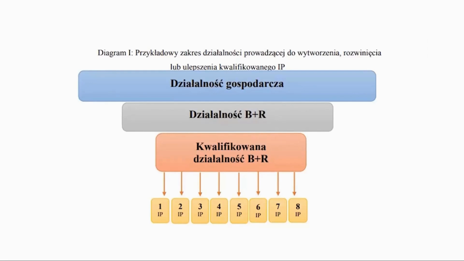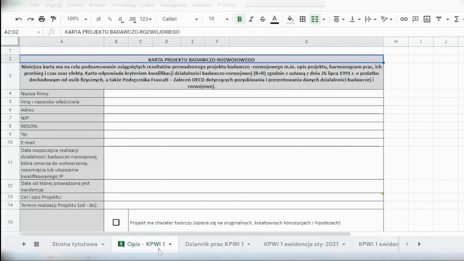Now let's move on to the IP box records. We start filling it out with the descriptive part, which is the description of the project being carried out. Here we have the card for the research and development project. We start with the data of our company, so the name, first name and last name of the owner, address, tax identification number, region, phone number, email address.